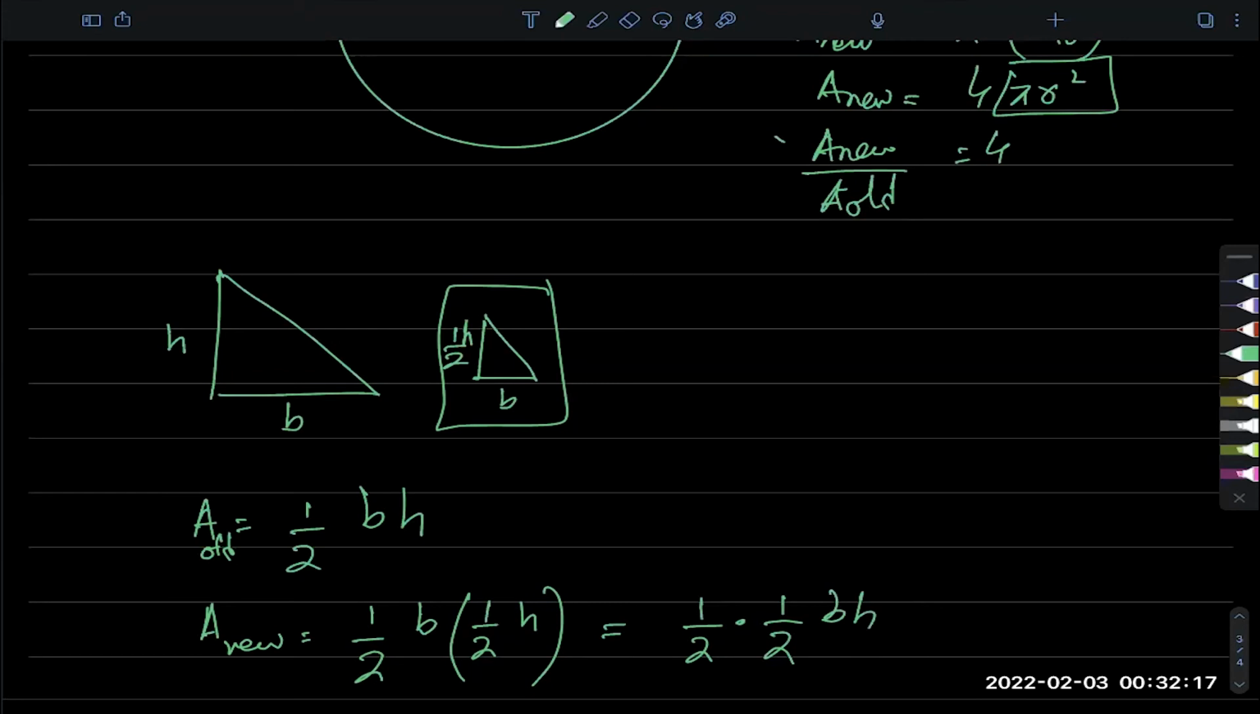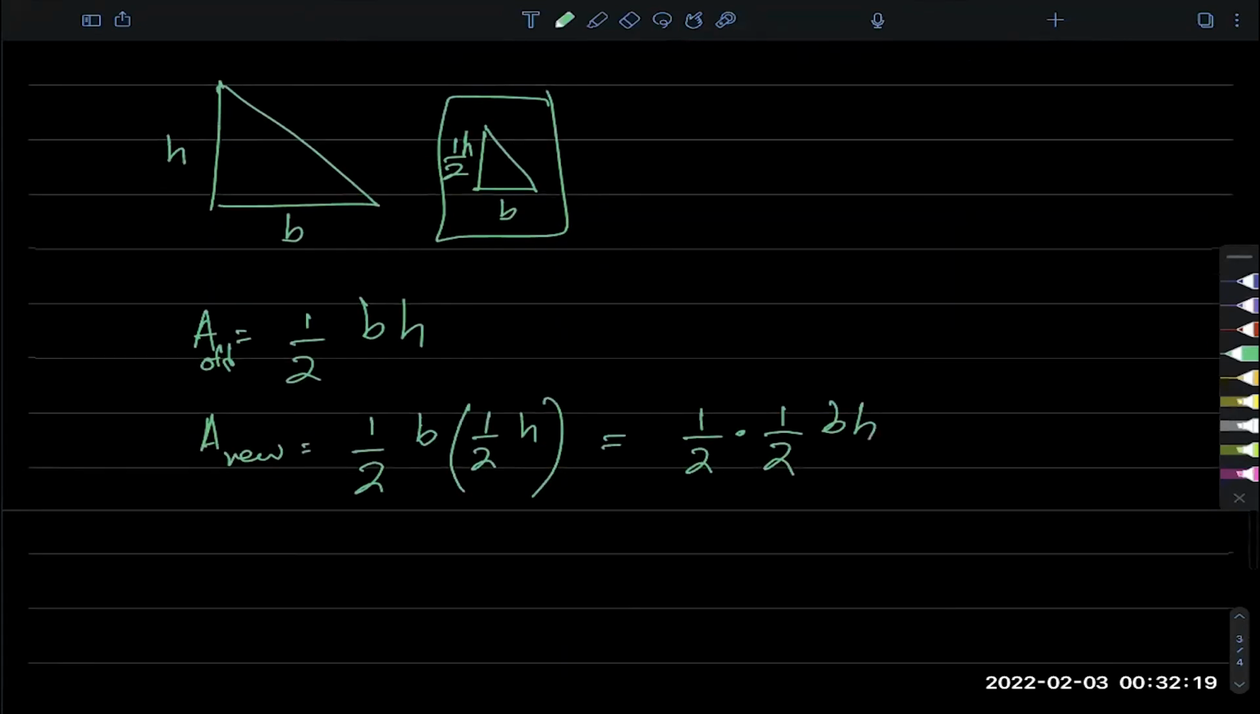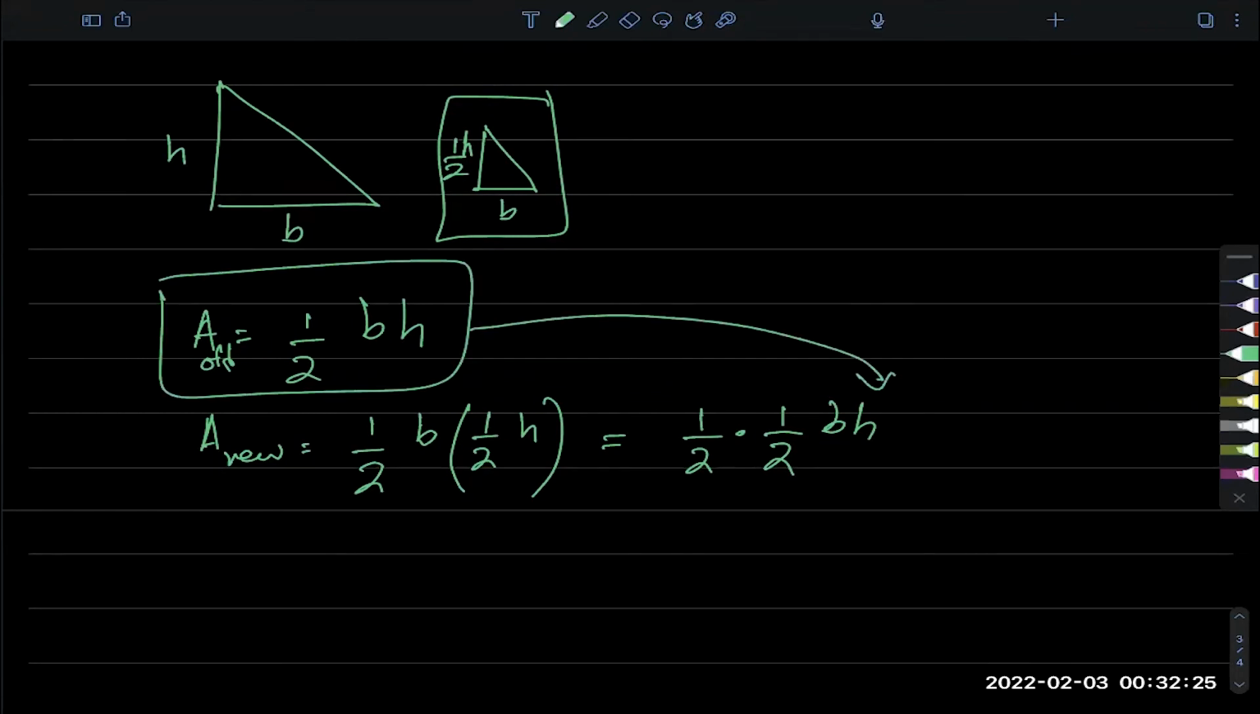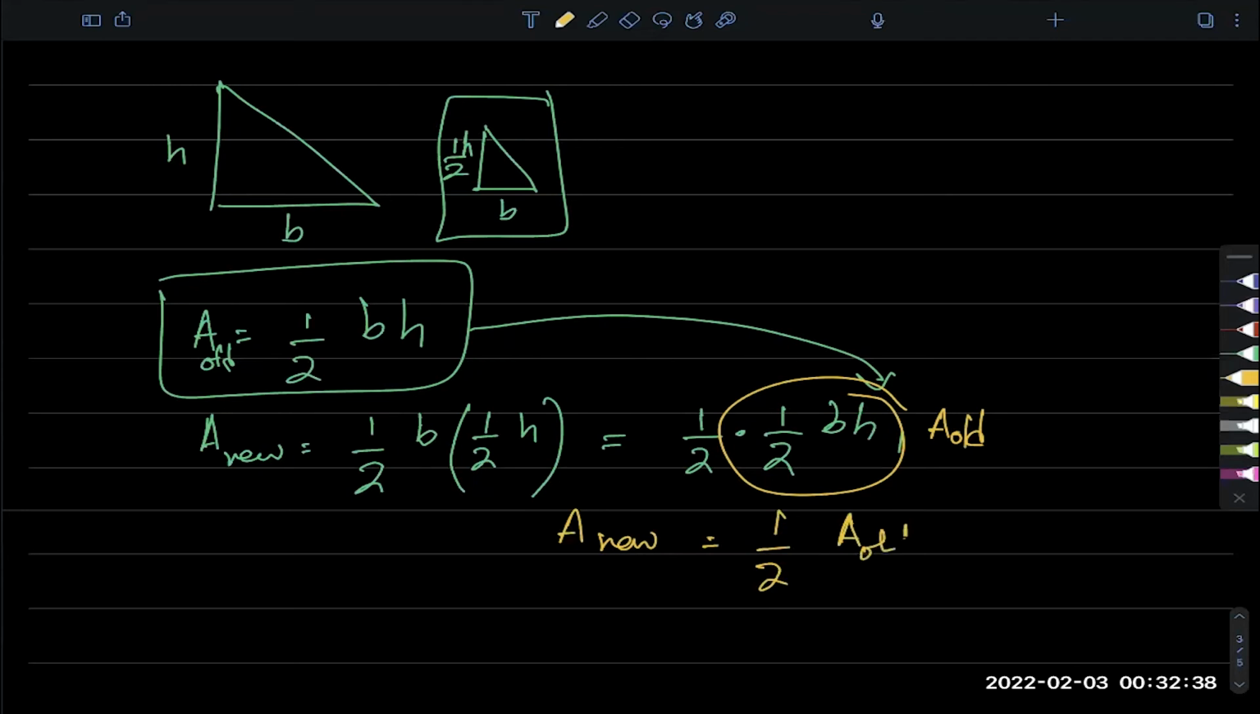Okay. Now let's see. This becomes half times b times h. Notice I did not simplify this. There's a reason I did not simplify this. Because now I can fit the original value there. I can see that this thing is my old area. So now I can see that area new is half times the area old. And that is what the proportion is.